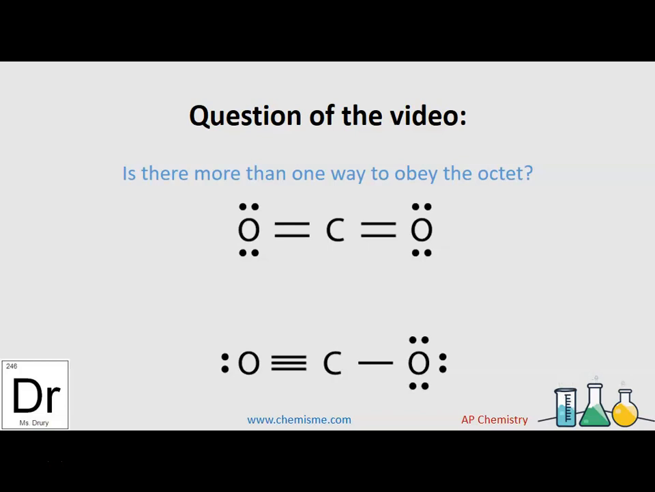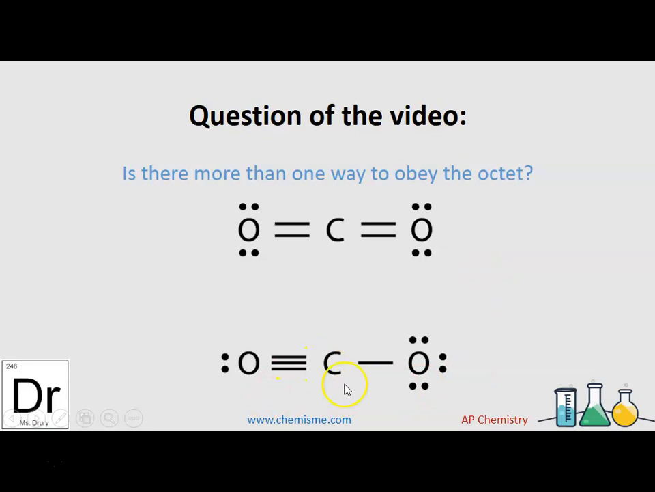So the question of the video is: is there more than one way to obey the octet? If you look at CO2, the top one is the way we've been drawing it since year one, where carbon bonds in double bonds to oxygen to show all of its electrons. Oxygen came with 6 electrons each, so 12, and another 4 for carbon, for a total of 16 electrons. And we show that as 2, 4, 6, 8, 10, 12, 14, 16. And everybody has an octet.